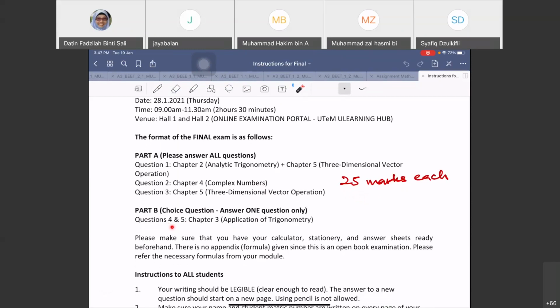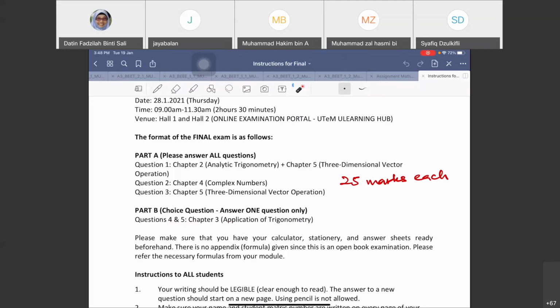Because questions 4 and 5 are choice questions, our suggestion is you just choose one. Don't do both. Maybe during school days, perhaps SPM or whatever, even if there's a choice, you could answer all and they would choose the best one. That is during school days or a previous institution. But here, we are not going to mark all and choose the best one. Even though 4 and 5 are similar applications, you just choose one and do.